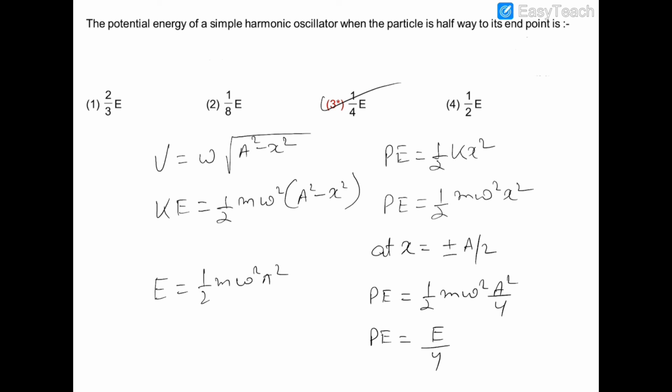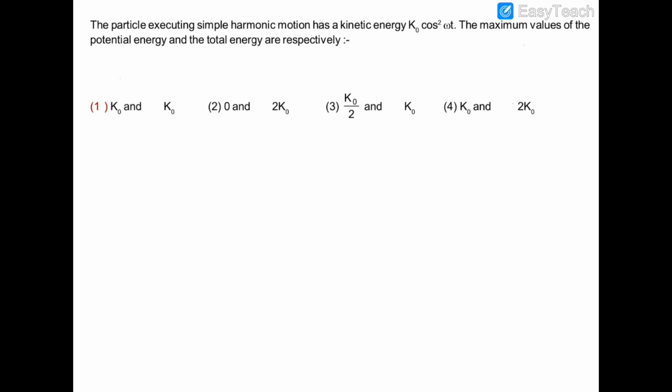Now let's move on to the next question. In this question, you can see that a particle is executing simple harmonic motion, and it has a kinetic energy K that is equal to K naught cos square omega t. So we have to find out the maximum value of kinetic energy, the maximum value of potential energy and the total energy of the motion. We all know that the total energy of the motion is equal to the maximum potential energy, as well as equal to the maximum kinetic energy.